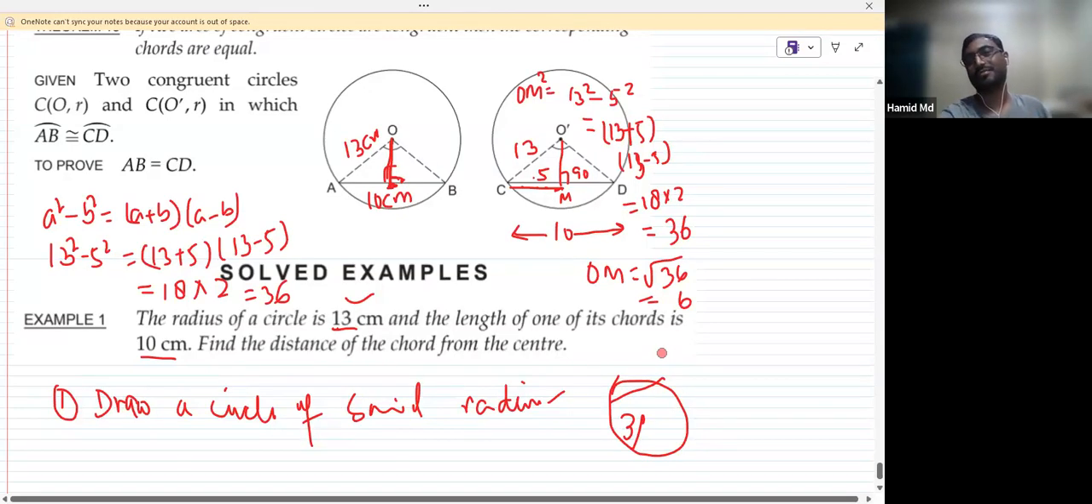How will we find the square root of 36? Six. Okay, I got it. You got it.